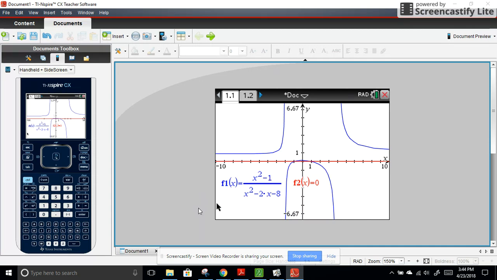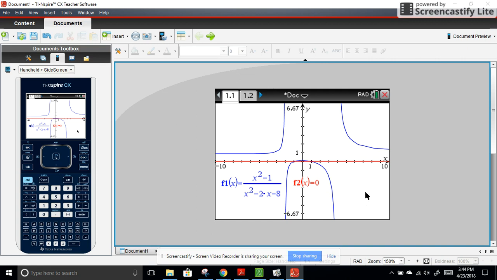So I have it graphed right here. I graphed this on F1. I graphed this on F2. Okay, so I'm looking for where the blue graph is below or equal to the red graph.